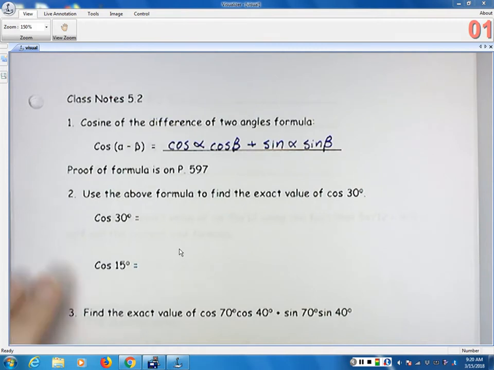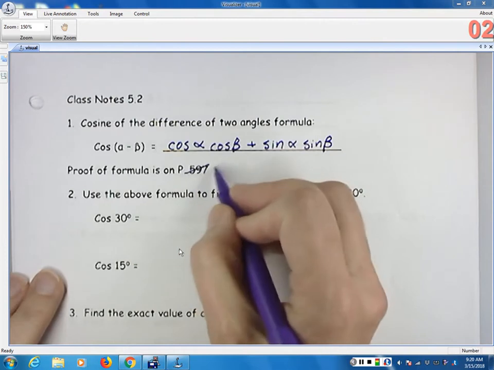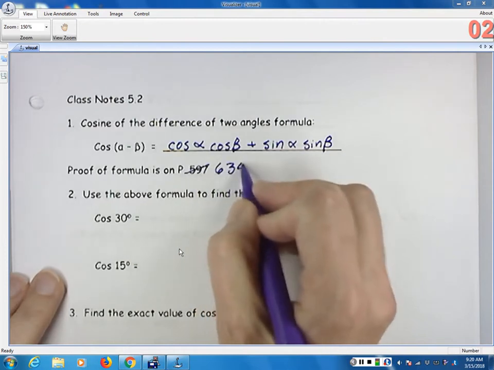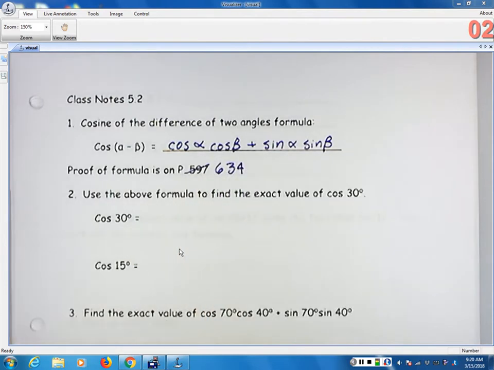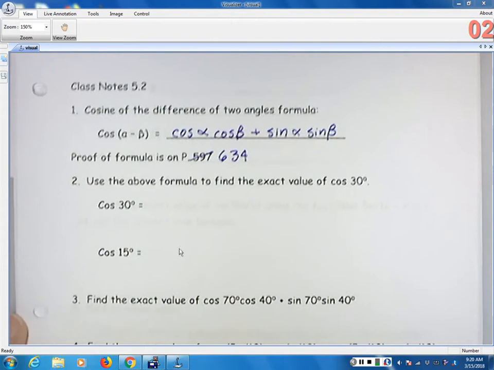And the proof, I have 634 written on my paper, but I don't even know if that's right. But they have a proof of this. You can look at that. It's a good idea to read the book, but I'm not going to make you prove that. You want me to have you prove it? No. Okay. So we're going to just use that formula.